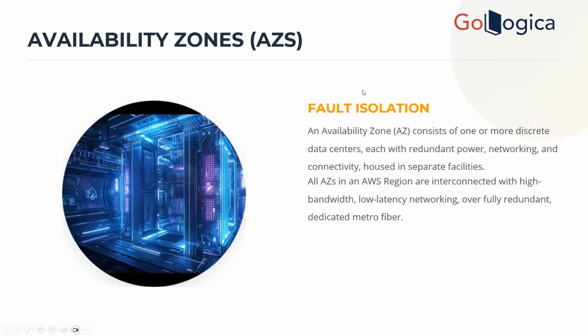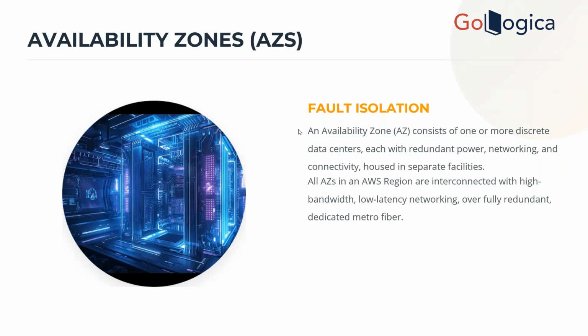When we say fault isolation, say I'm launching and hosting my services. I will not create a single server, I will create multiple servers. To deploy them, I will choose two different availability zones. I will not have both servers in a single availability zone, because if the entire availability zone goes down, it will take both of my servers down.